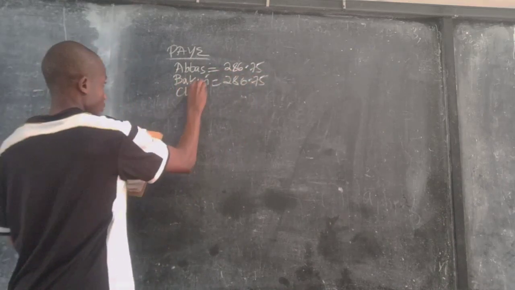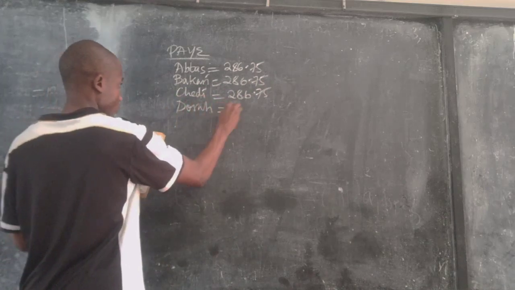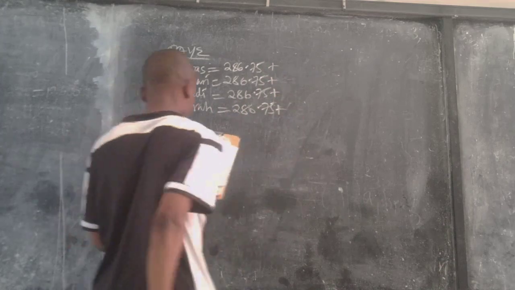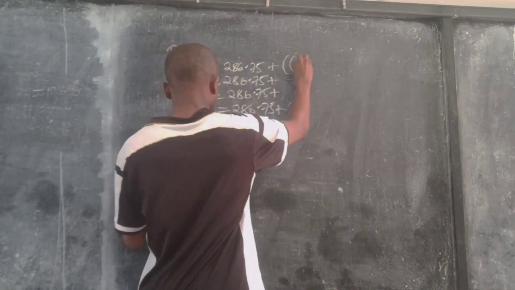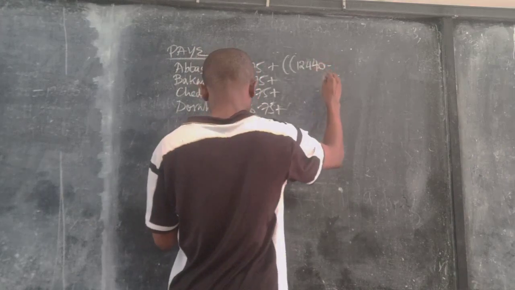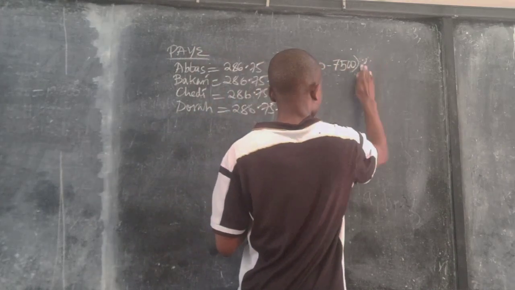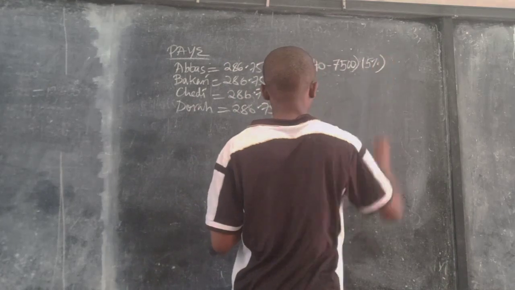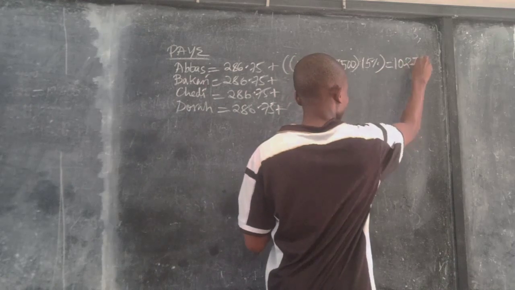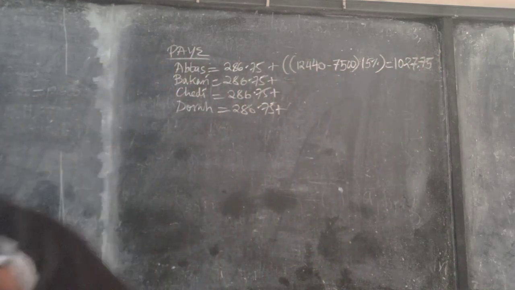Abasi, Bakari, Chedi, all of them you must take 286.75 because they all have a gross pay which is above 7,500. So you take 286.75 plus gross pay minus 7,500 so as to find the excess times 15%. You will get 1,027.75. Why are we doing this?